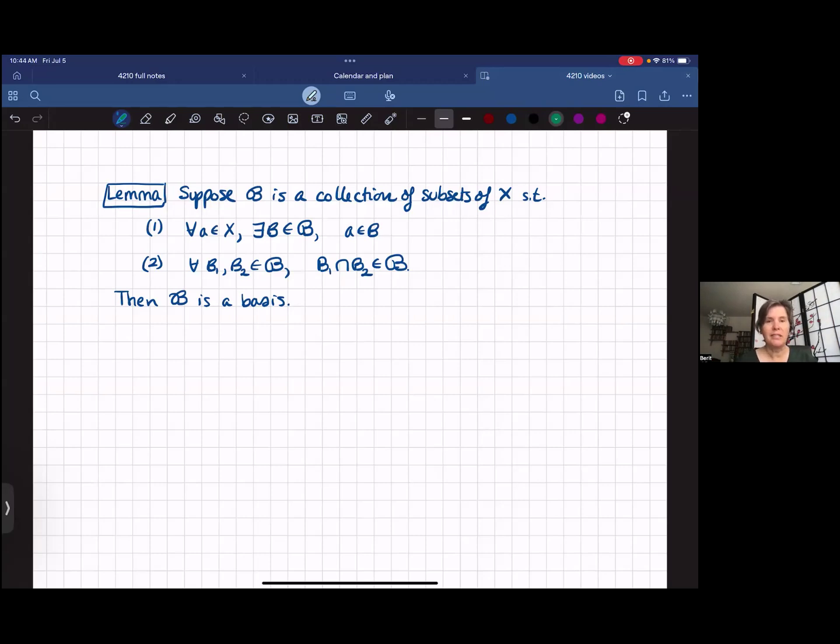Okay, so the lemma says, suppose you have a collection of subsets of X such that for all little a in capital X, there exists a capital B in the alleged basis such that a is in B. So that's the coverage part of the definition of a basis. And then the second statement here is, whenever you take two sets in the basis, their intersection is also in the basis. Then I claim that B is a basis. I'm calling it a basis even before I've shown that it is a basis, so I should be careful about that.